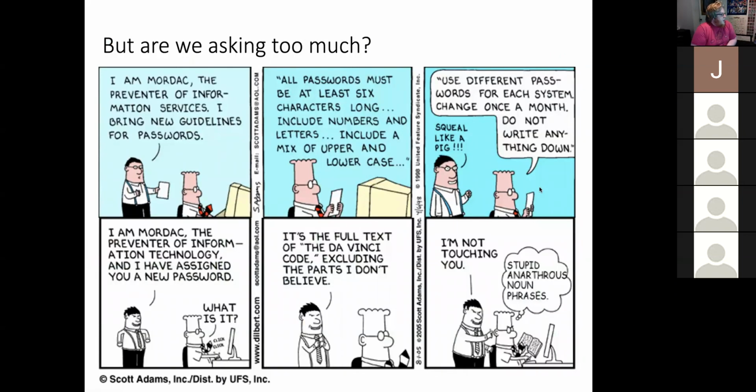All right, I am Mordac. Mordac is my favorite character in Dilbert, by the way. He is the Preventer of Information Services. I bring new guidelines for passwords. All passwords must be at least 6 characters long, include numbers and letters, include a mix of uppercase and lowercase. Use different passwords for each system, change once a month, and we don't write anything down. So like I was just talking about.